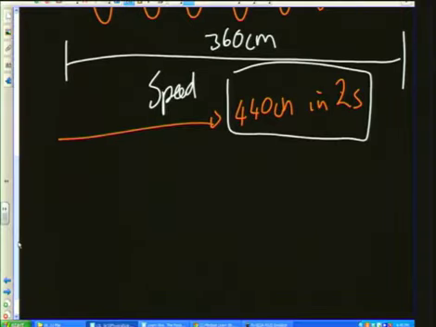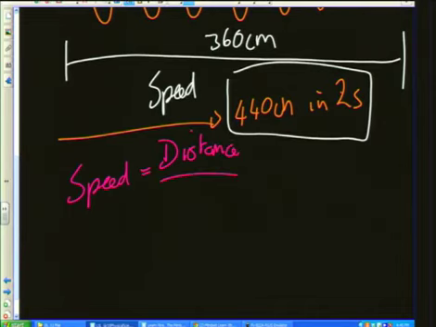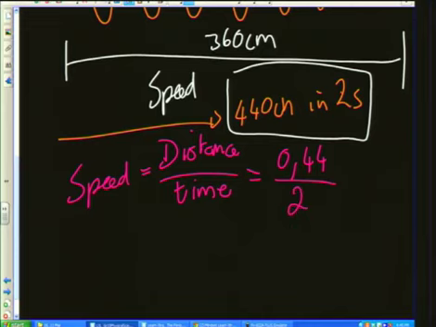So, speed, it's easy. Speed is going to be distance over time. But remember, we need to be in SI units. So the SI unit of distance is meters, so it's 0.44 meters. And I've divided by 100 because it was centimeters. Divided by 2 will give me my time in seconds. So have I done this right, Abram? Just check me.